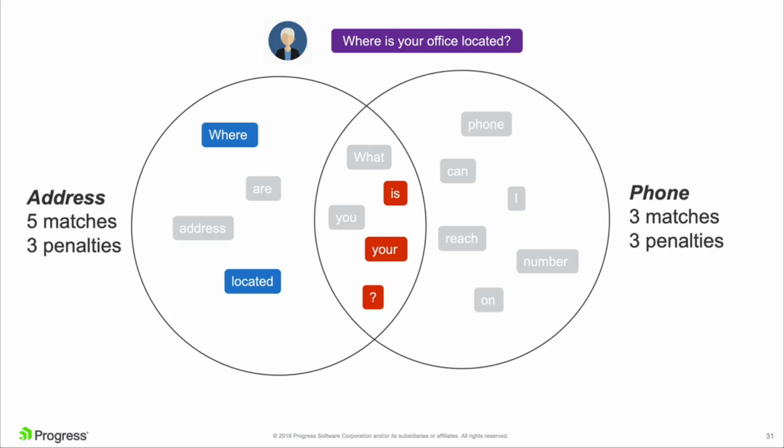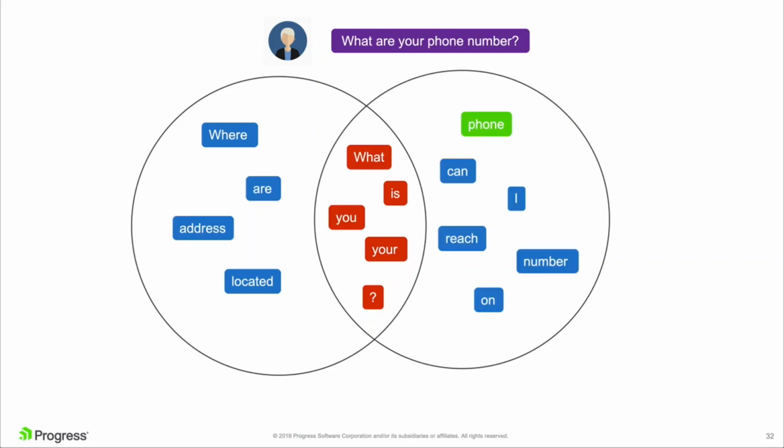So you could pretty much guess that the address one is the Q&A that will win this battle. If we try another expression like, "what are your phone number?" and don't mind the grammar, the mistake here is on purpose, we should be able to again use the model to match each of those tokens. So basically we matched R, what, your, question mark, phone, and number.